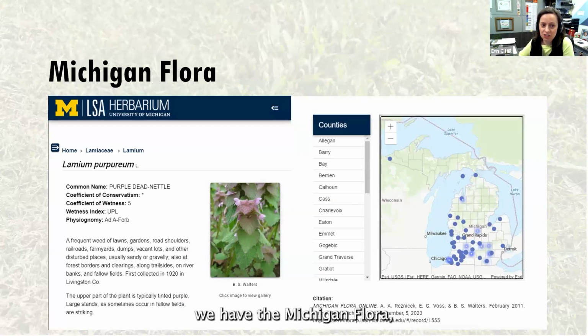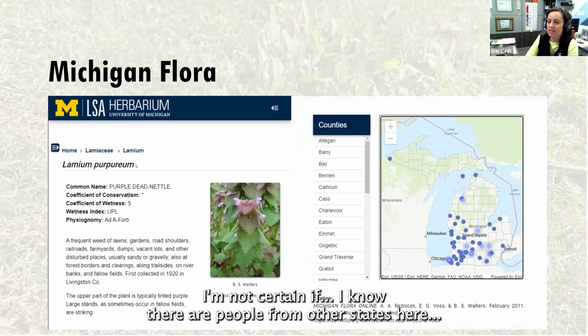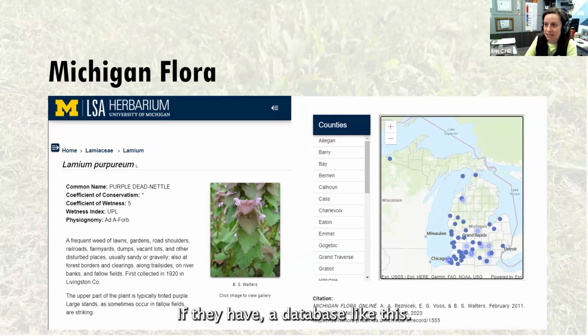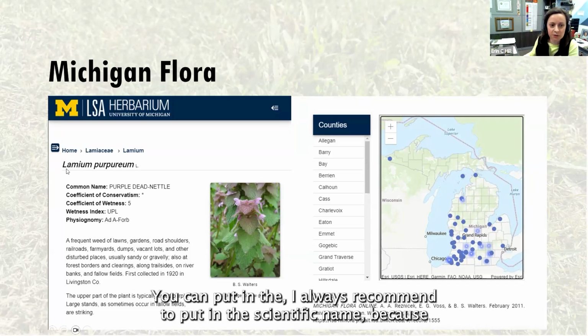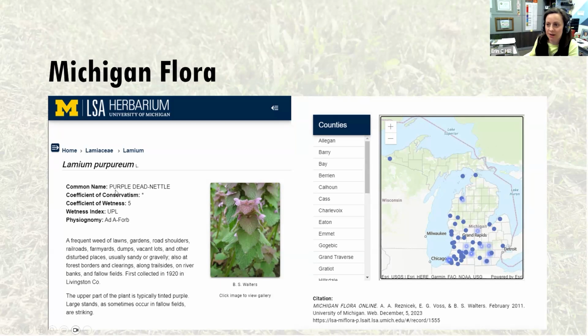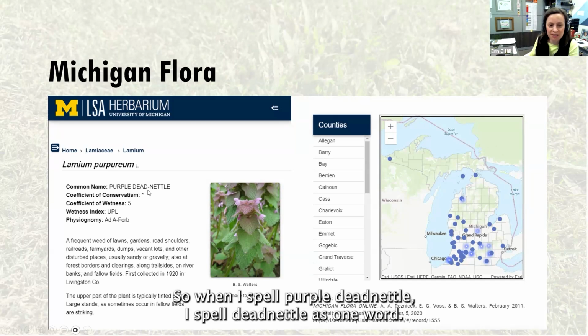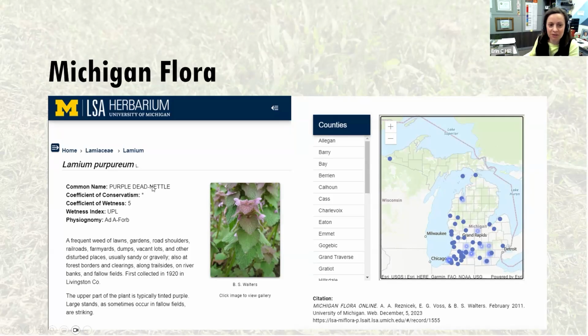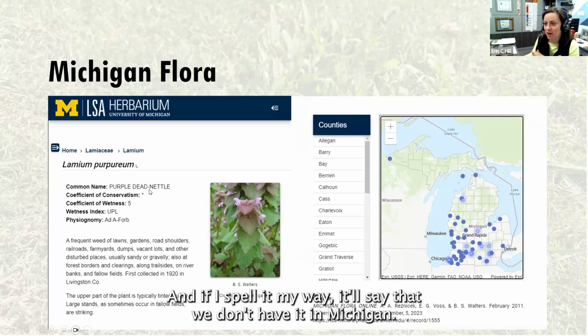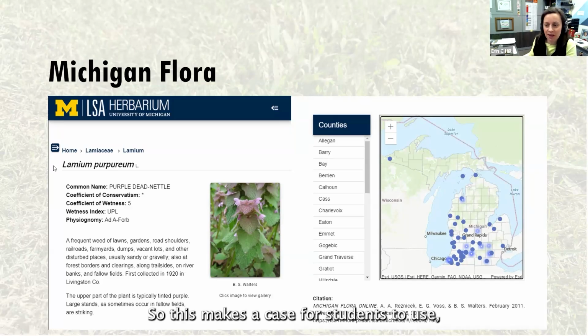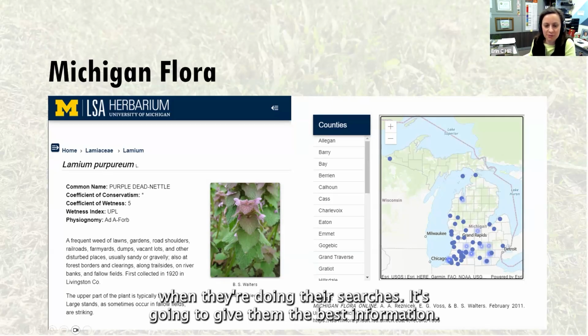Here we have the Michigan Flora, what that looks like. It's very nice. I know there are people from other states here, and I'm not certain if they have a database like this, but it's pretty nice. I always recommend to put in the scientific name, because this one is very particular about the common name. When I spell purple dead nettle, I spell dead nettle as one word. Michigan Flora has a hyphen, and if I spell it my way, it'll say that we don't have it in Michigan. So this makes the case for students to use the Latin binomial, the genus and the species, when they're doing their searches. It's going to give them the best information.